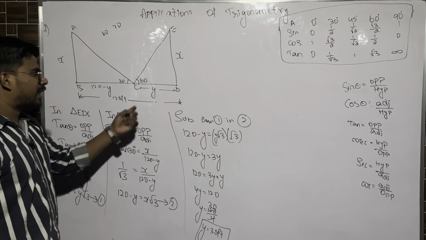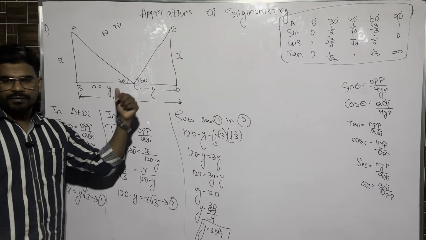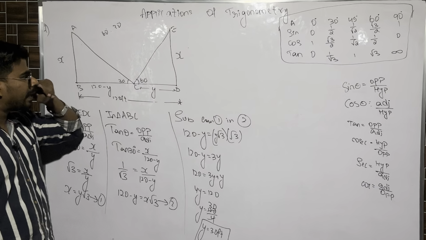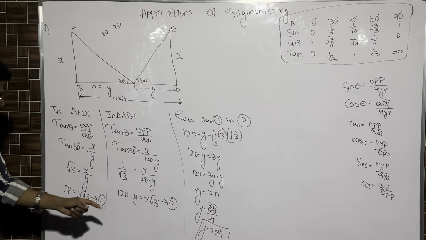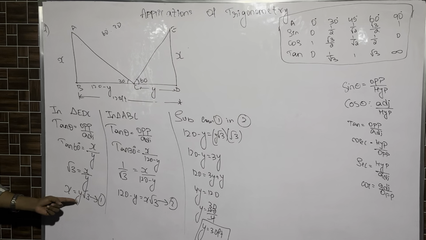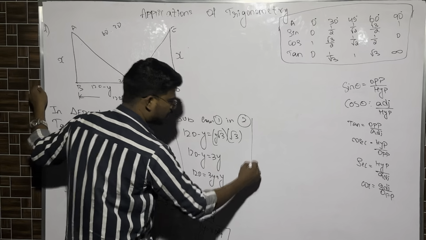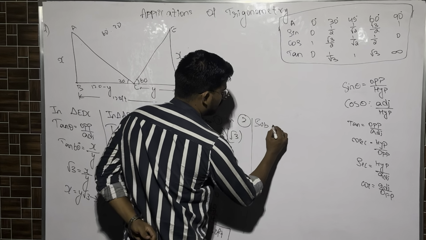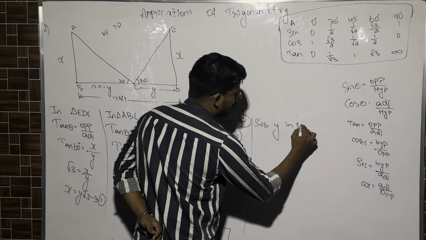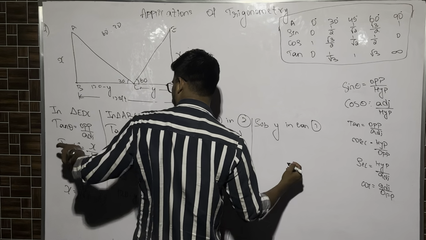Y is the distance from the point to one of the towers. But y is not the final answer. We have to calculate x as well. I am substituting y over here. Substitute y in equation 1. What is equation 1?